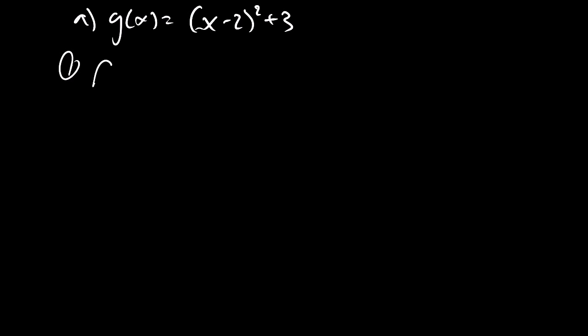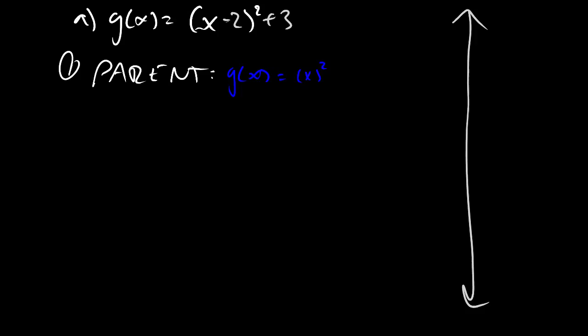So step 1, find the parent graph. If we take away all our numbers, they're gone, and we're just left with our parent graph. And what's that? That's simply g of x is equal to x squared. Done. But now those numbers aren't gone; we actually have to listen to them. So if we graph our parent graph, x squared is a pretty simple parabola. We're going up on the right and going up on the left. You could think of it as throwing up the horns.